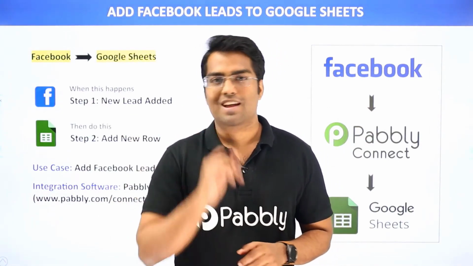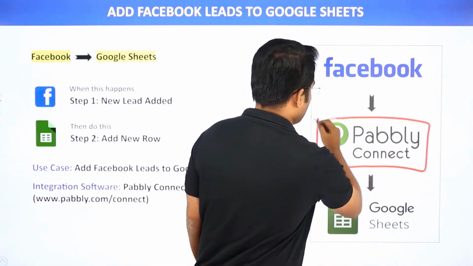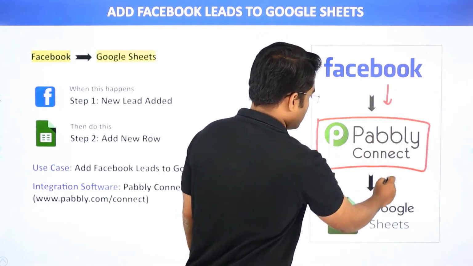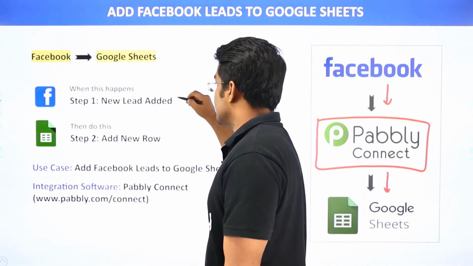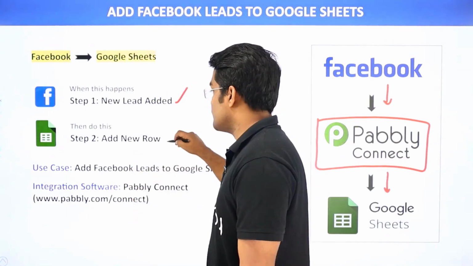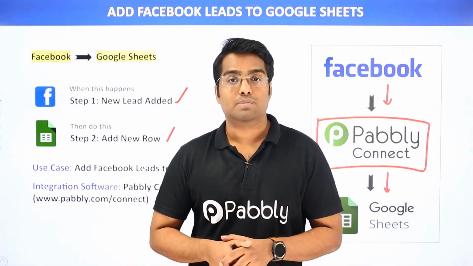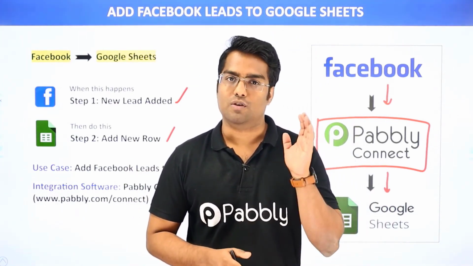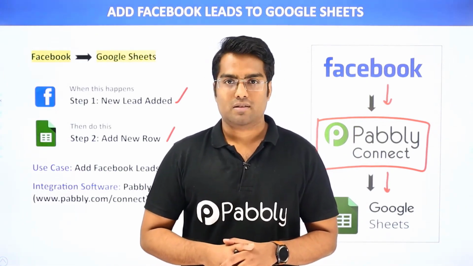So in this video, we will be using Pabbly Connect to integrate Facebook and Google Sheet. What Pabbly Connect will do is, anytime a new lead is added in Facebook, it will automatically send or insert this data to Google Sheet. Now this integration can be done very easily. And the best part of using Pabbly Connect is there is no need for coding skills or programming language. So let me show you on my screen.